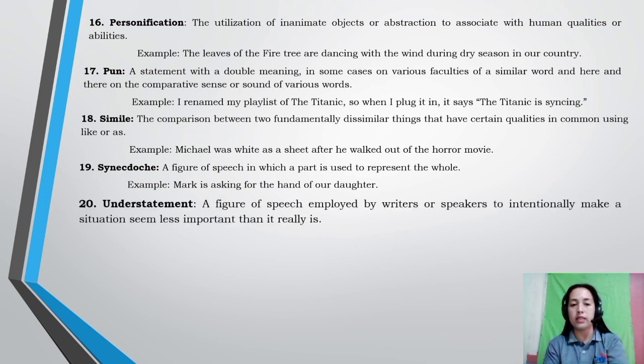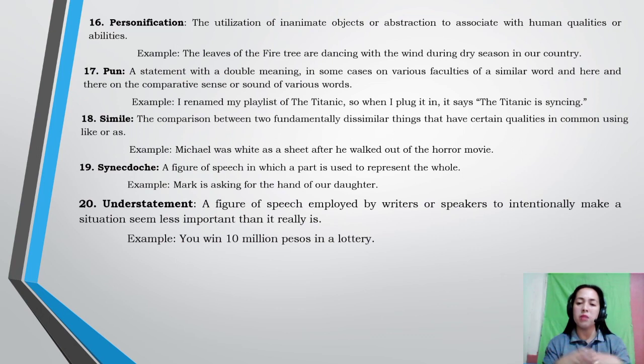And the last, number 20, is understatement. A figure of speech employed by writers or speakers to intentionally make a situation seem less important than it really is. You just downplay it, make it small in importance, but its importance is great, you make it smaller. Example, you win 10 million pesos in a lottery. Just that. Well, in fact, you would say, hooray! You win 10 million pesos in a lottery. That's it. So, you are downplaying your statement. So, you win 10 million pesos in a lottery. Sounds simple, but maybe the impact on a person is great. So, that is understatement.